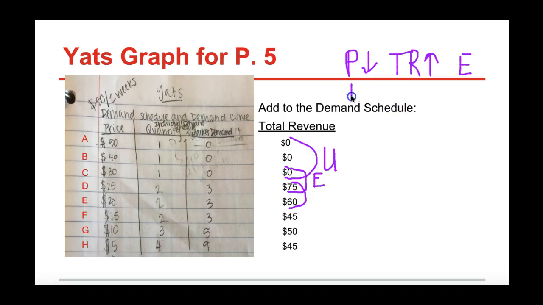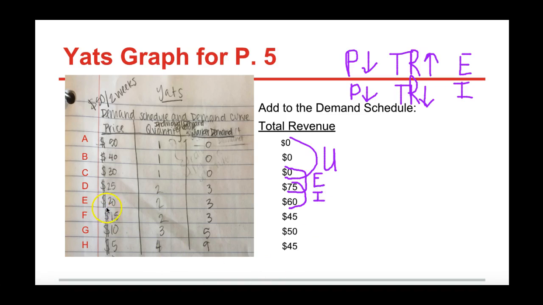So when our price is going down and our total revenue is going down, in other words, they're going the same direction, what type of elasticity is that? Hopefully you said inelastic. So we're going to label this one inelastic. Yes, you should be labeling this.